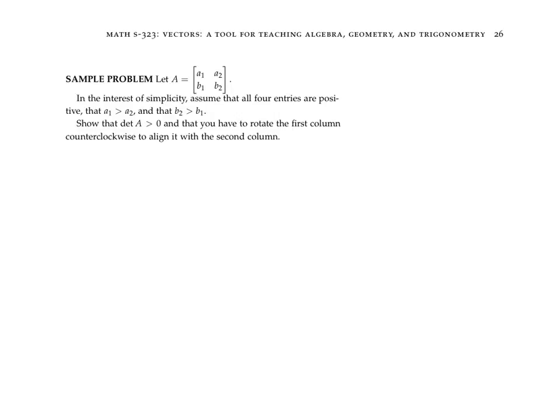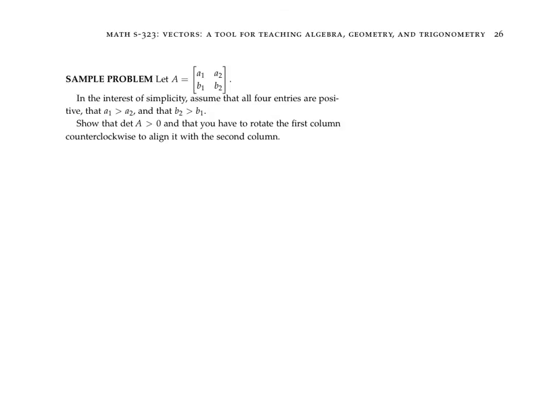Our last sample problem, well, I guess second to last sample problem, is this problem saying let A be the following matrix. We're going to assume that all 4 entries are positive and that A1 is greater than A2 and B2 is greater than B1. Show that the determinant of A is greater than 0.